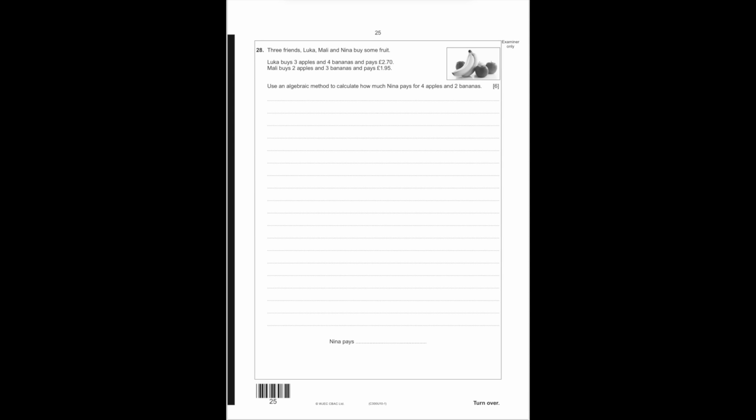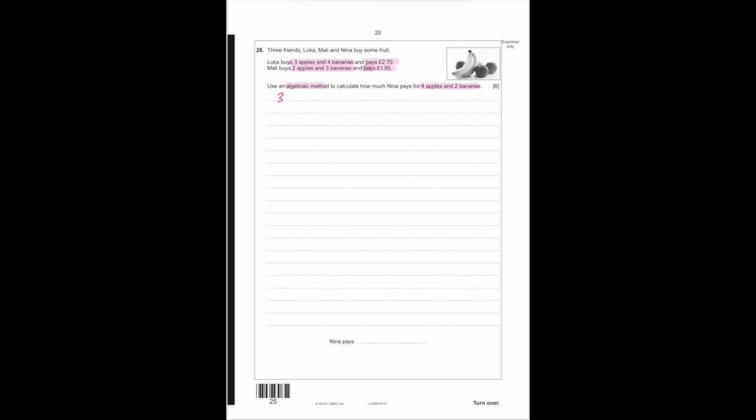28. 3 friends, Luca, Marley and Nina, buy some fruit. Luca buys 3 apples and 4 bananas and pays £2.70. Marley buys 2 apples and 3 bananas and pays £1.95. Use an algebraic method to calculate how much Nina pays for 4 apples and 2 bananas. So I'm going to form and solve some simultaneous equations here, because the apples and the bananas individually cost exactly the same regardless of who buys them. The price doesn't change.